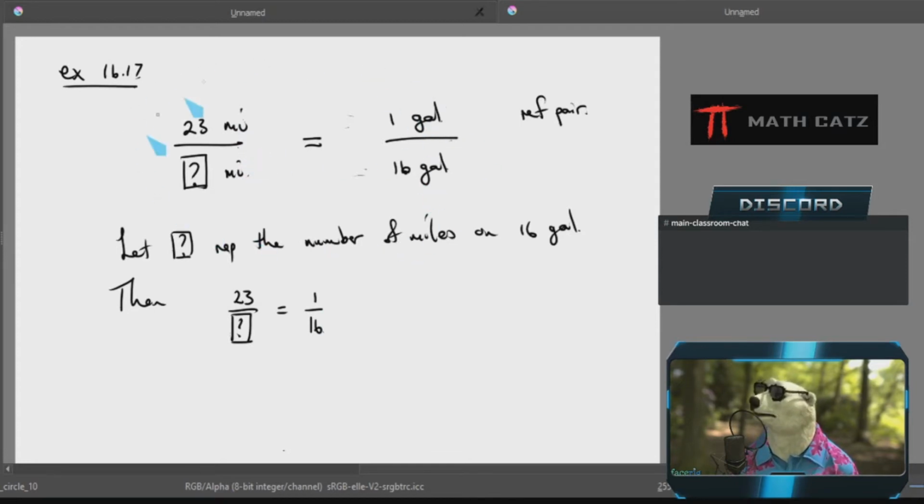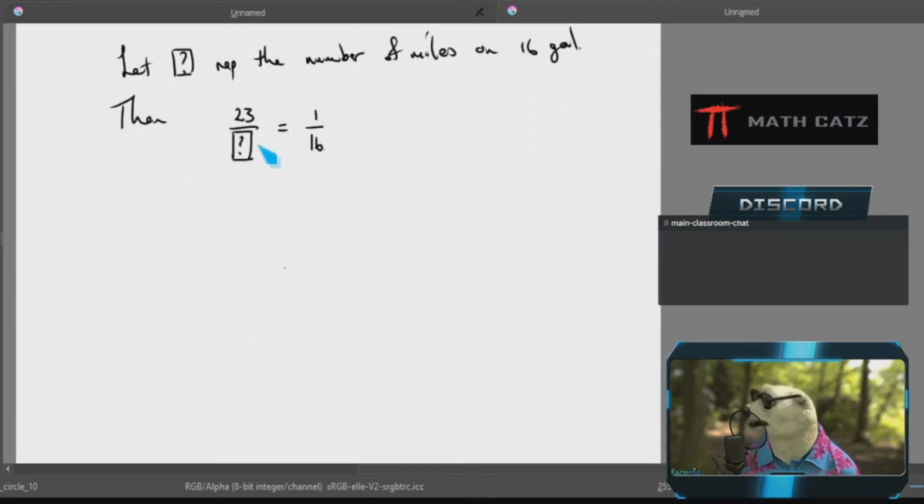Now, there is another way to set this up. I don't care. This works always. There's my equation. Now I identify it as a ratio equation, which means I'm going to cross multiply. That does not mean I cross out the equal sign. It's just a reminder of what I do. 1 times question mark, well, that's just one question mark. I don't need the 1 there. 23 times 16, and I get my answer. We can do 23 times 16 if you want to.